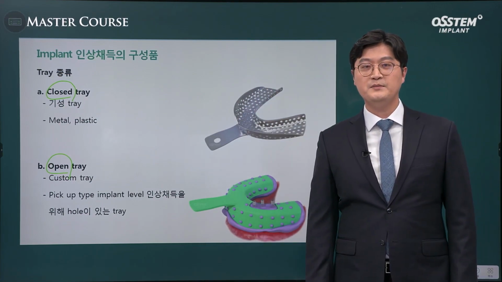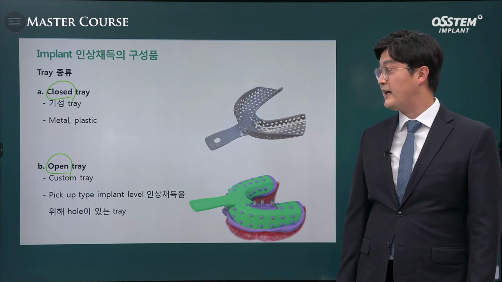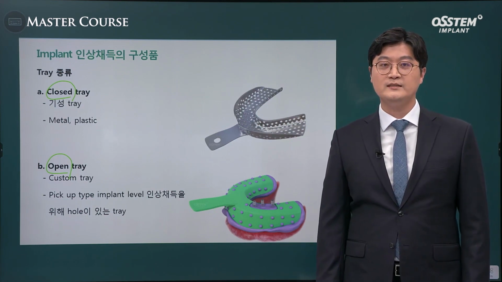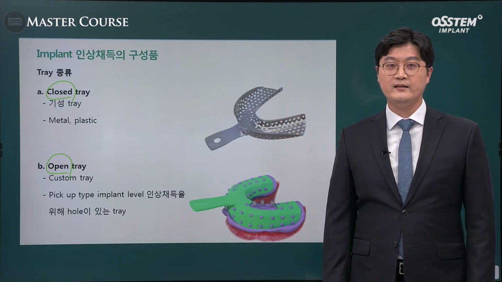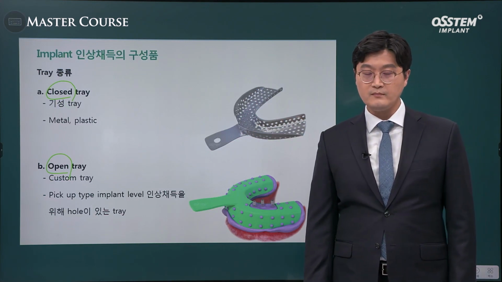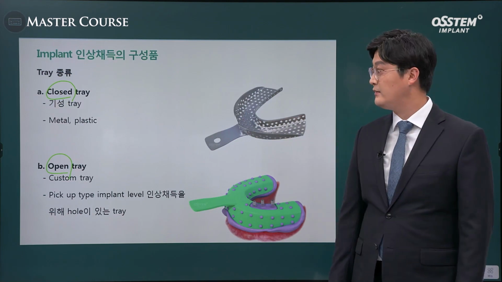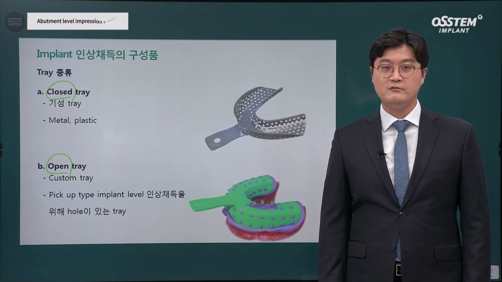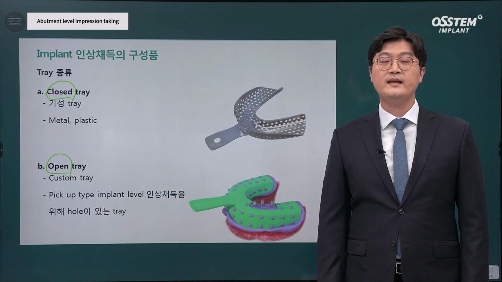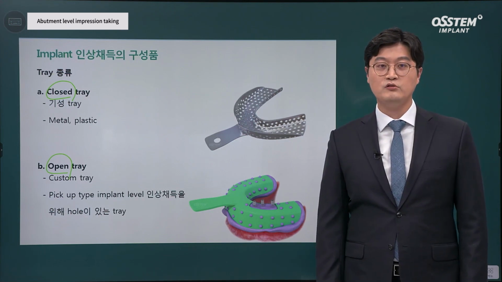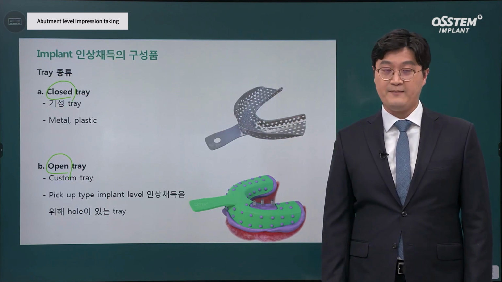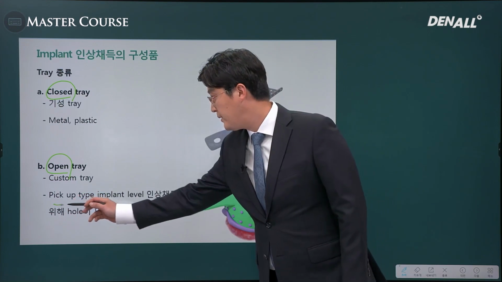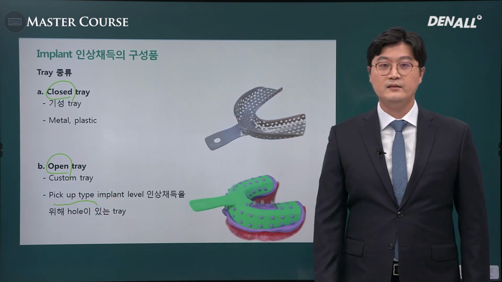For closed tray, usually stock trays are used. Metal and plastic trays are available for stock trays. Plastic trays are disposable, which can be more hygienic. Open tray is usually called custom tray. It can be made with a normal plastic tray with holes made with a denture burr. The open tray is only for the pickup type implant level impression taking.